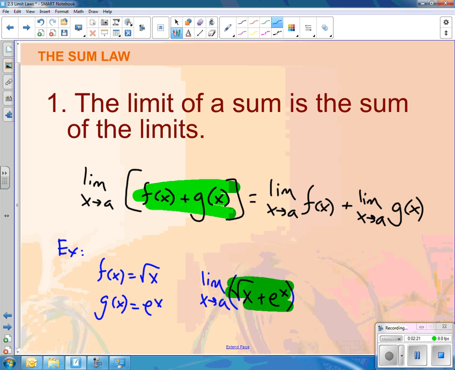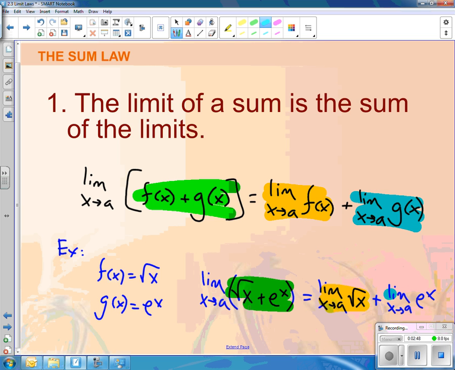Okay, so what we know now from the limit law is that this is going to equal the limit as x approaches a of the square root of x plus the limit as x approaches a of e to the x. Again, focusing on our limit laws, if we look at this part here, our limit as x approaches a of f of x is now specifically the square root of x, and g of x is our limit as x approaches a of e to the x. So this is one way you might see the first law applied in a section.